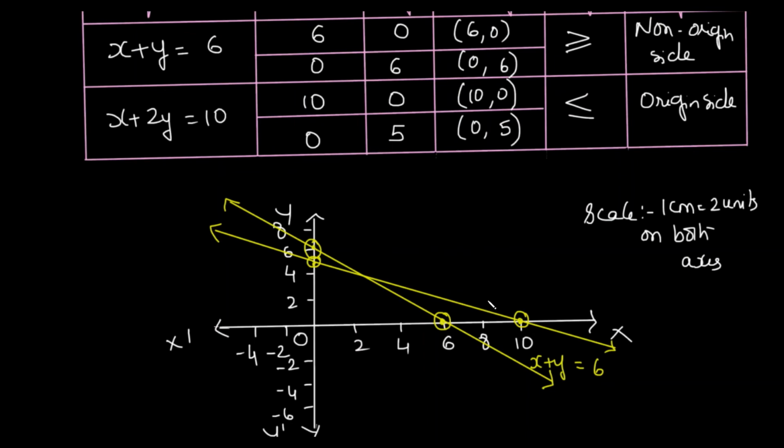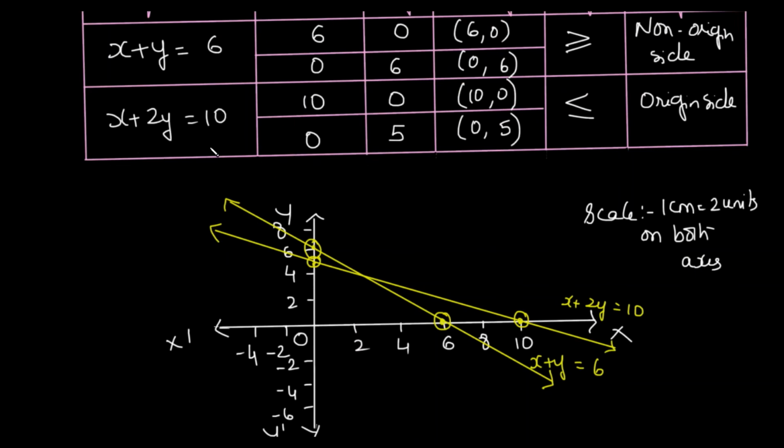Now to find the feasible region. Let me write the equation of the second line also over here. It is actually x plus 2y is equal to 10. Let me write it here so that it doesn't get too confusing. Now the first line is this one, x plus y is equal to 6, and this line has its solution on the non-origin side. That means the upper side of the line is the solution, the feasible region.